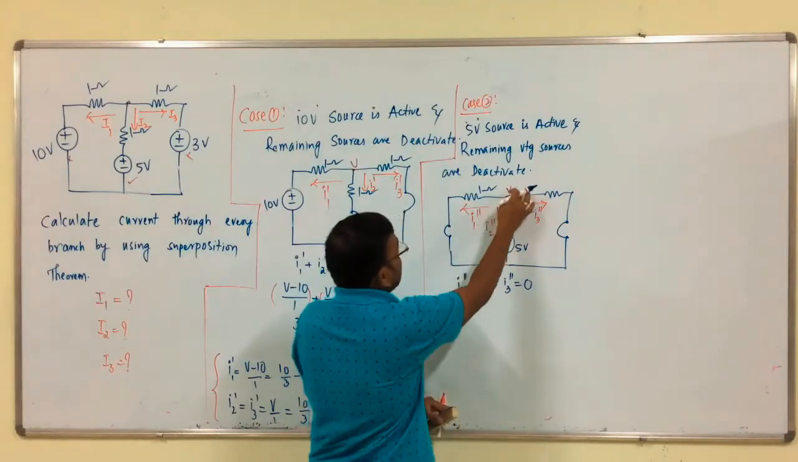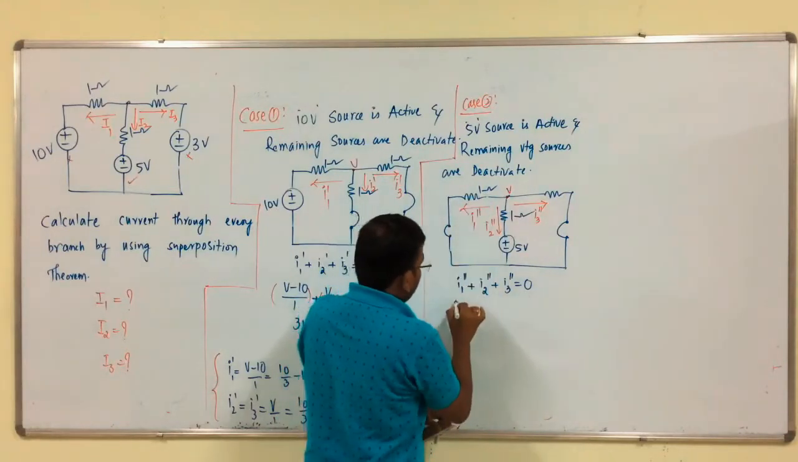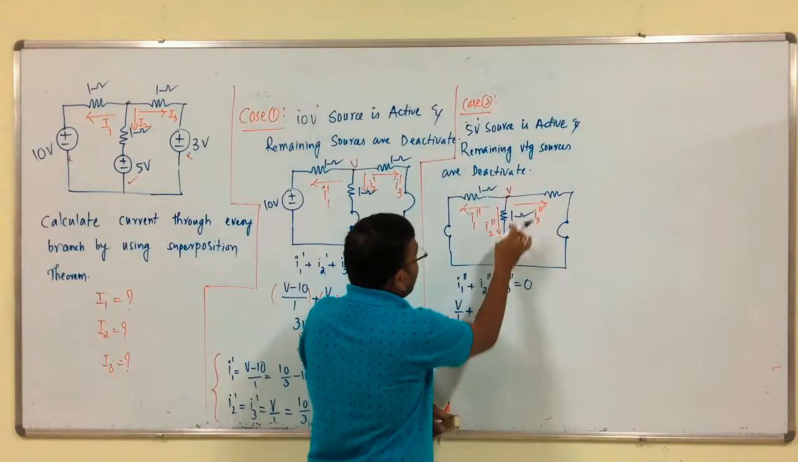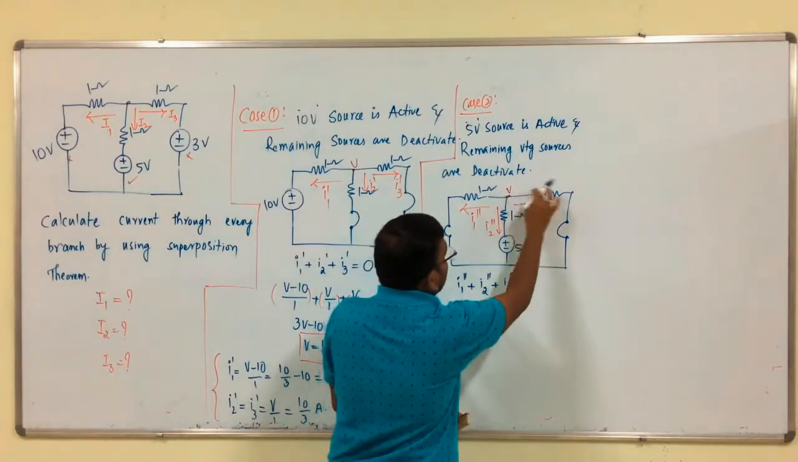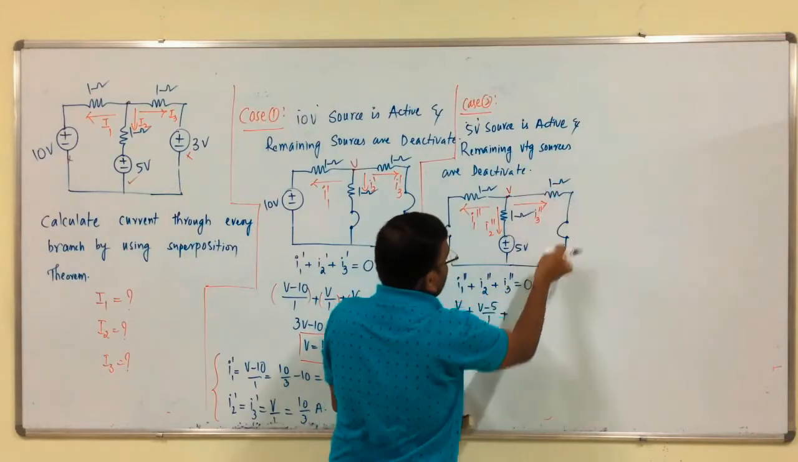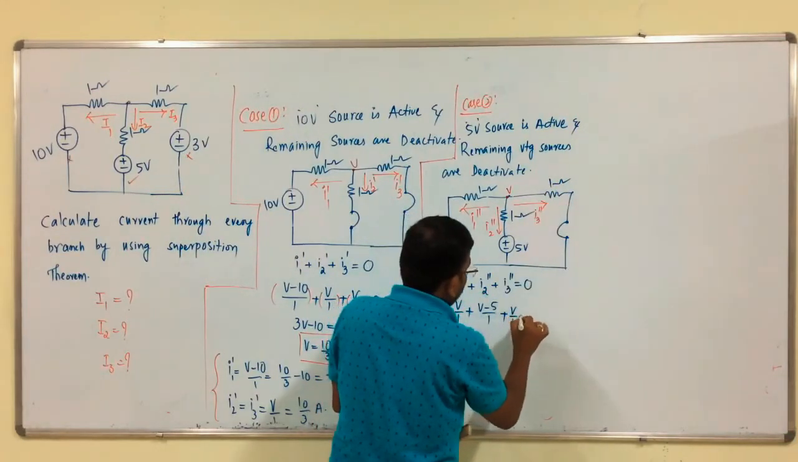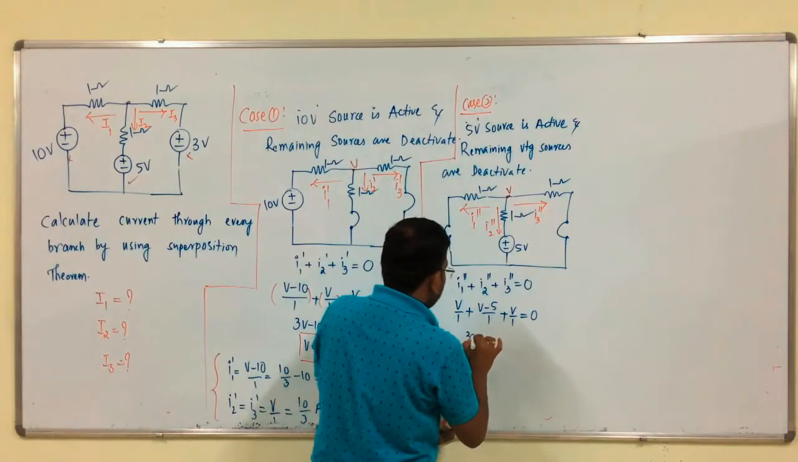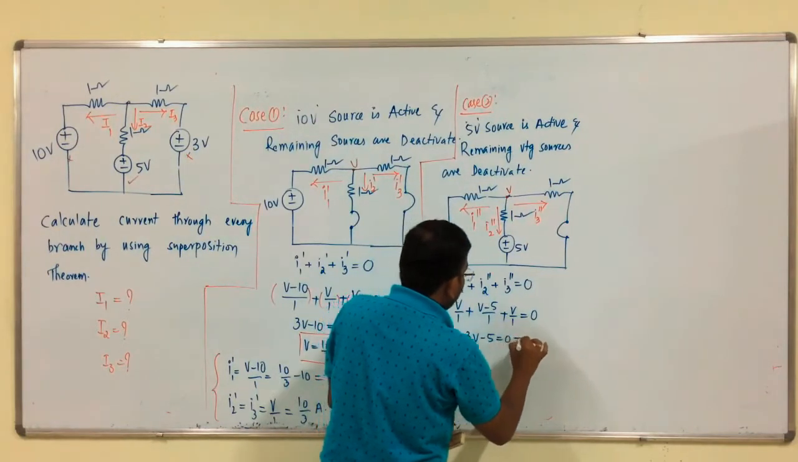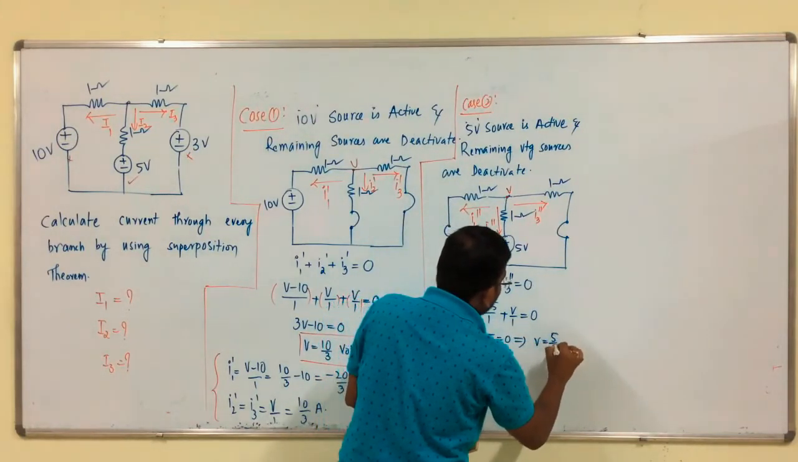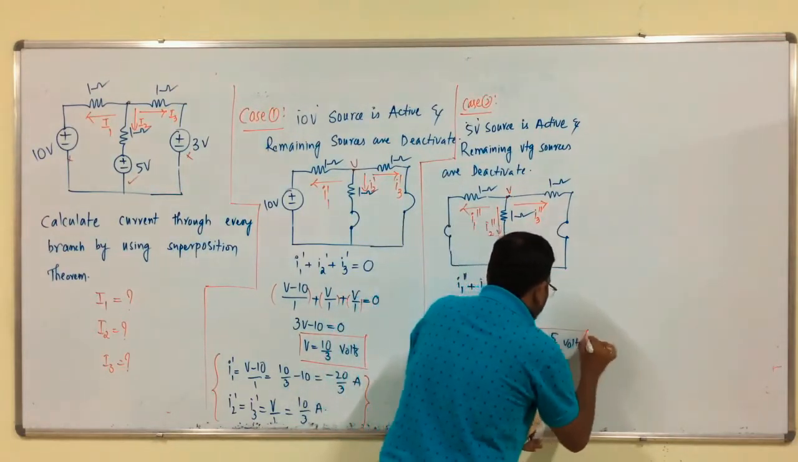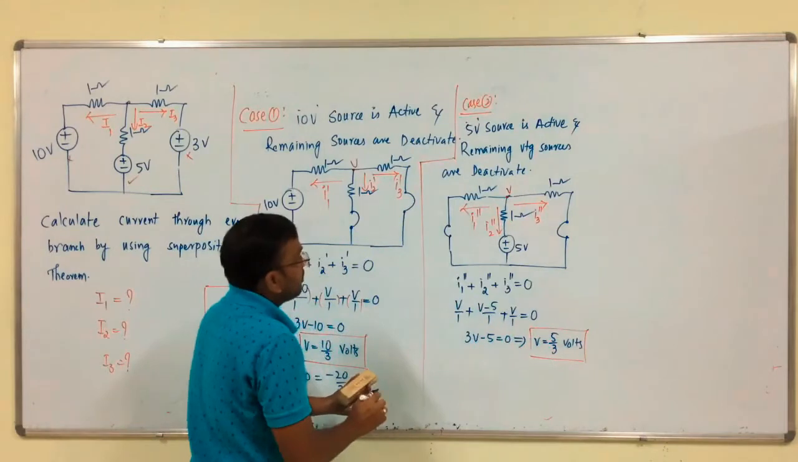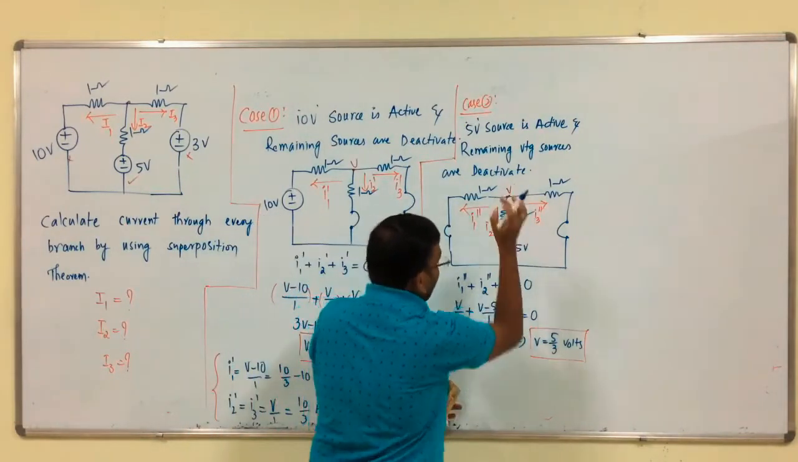From this, I1 double dash is (V minus 0) by 1, V by 1, plus I2 double dash, which is (V minus 5) by 1, plus (V minus 0) by 1, that is V by 1, which equals 0. From this, 3V minus 5 equals 0, which gives V equals 5 by 3 volts. Therefore, we got this nodal voltage.